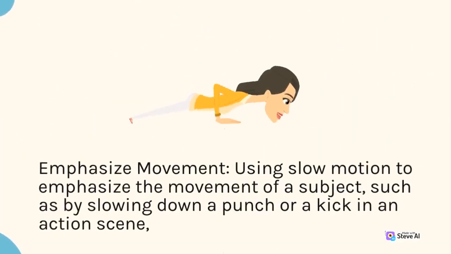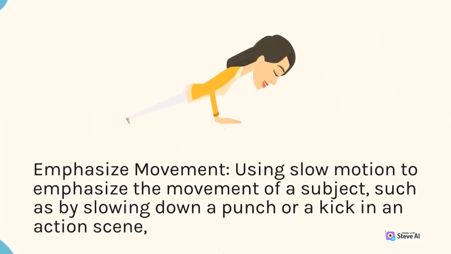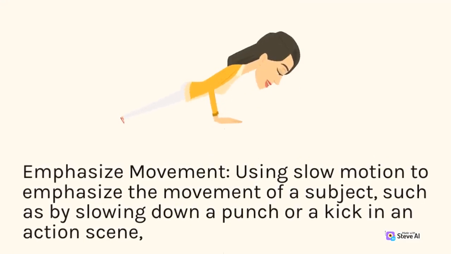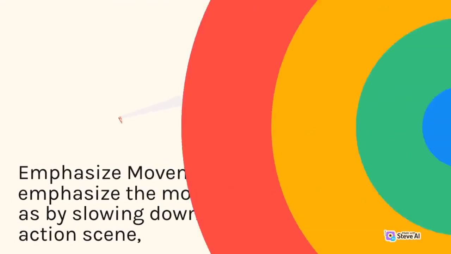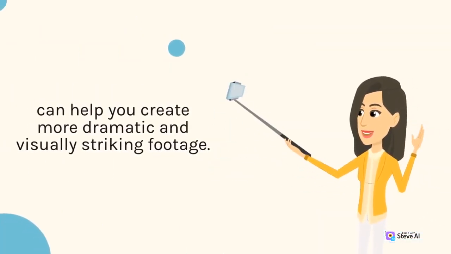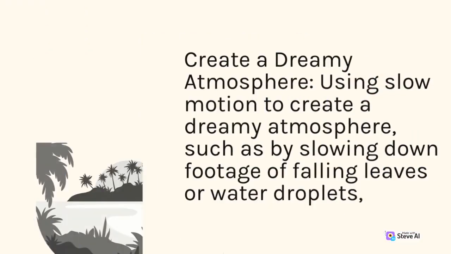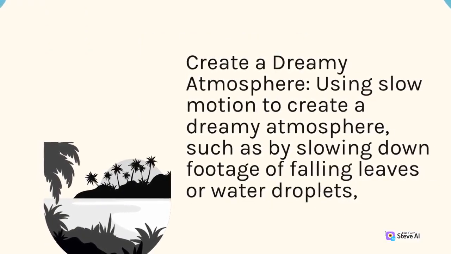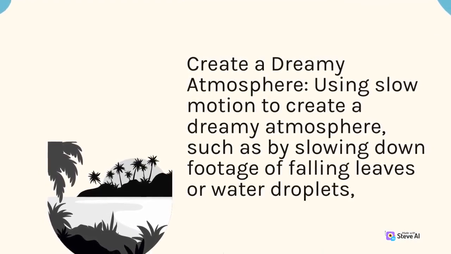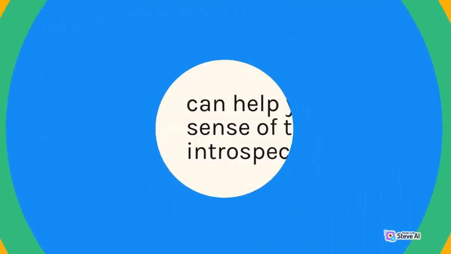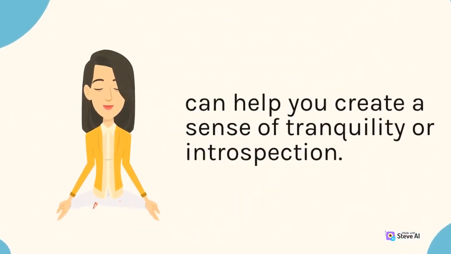Emphasize movement. Using slow motion to emphasize the movement of a subject, such as by slowing down a punch or a kick in an action scene, can help you create more dramatic and visually striking footage. Create a dreamy atmosphere. Using slow motion to create a dreamy atmosphere, such as by slowing down footage of falling leaves or water droplets, can help you create a sense of tranquility or introspection.